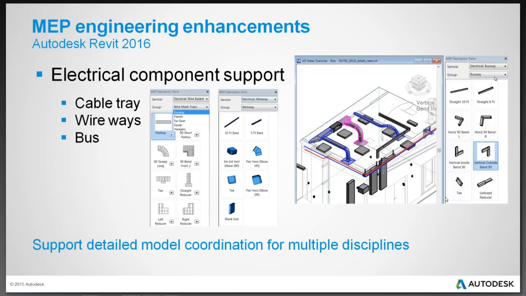The fab content supports electrical components, including cable tray, wireways, and bus. I know that I have heard a lot of requests electrically for bus duct. This is how you would use that. And again, the ability to bring in these elements via this new fab content interoperability will enable these components to be physically coordinated and accounted for.